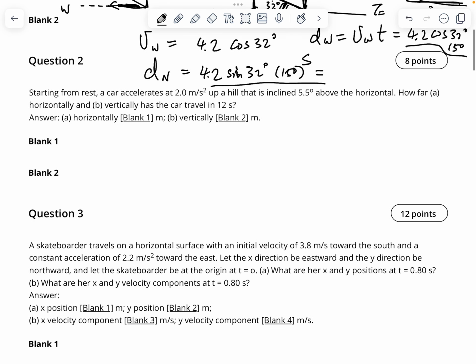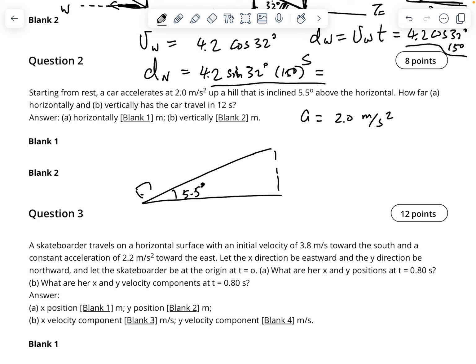All right, second one. Starting from rest, a car accelerates at 2.0 meters per second squared. So we know a equals 2.0 meters per second squared, up a hill that is inclined 5.5 degrees above the horizontal. How far horizontally has the car traveled in 12 seconds? This is a car driving this way. So we know t equals 12 seconds.